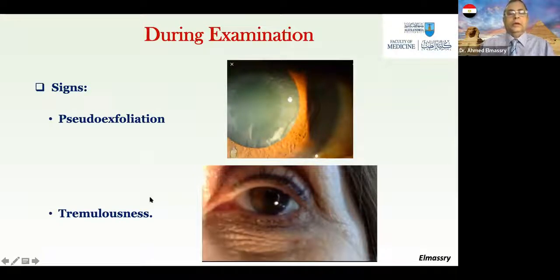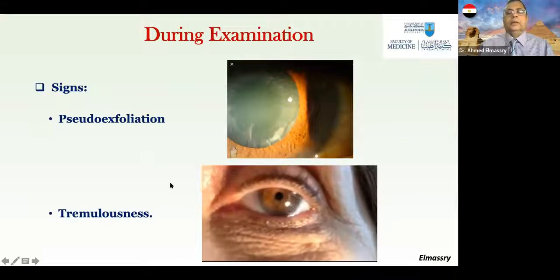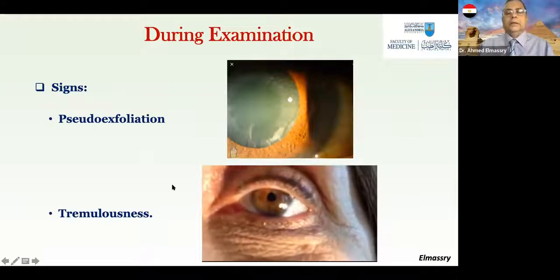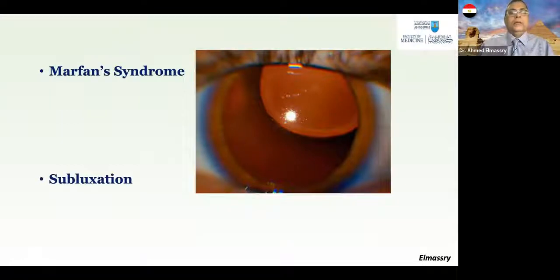in our region. Or the tremulousness of the iris, where you simply see that the iris is moving right and left as if there is a tremulousness in it. It's a sign of lens dislocation and zonular weakness.